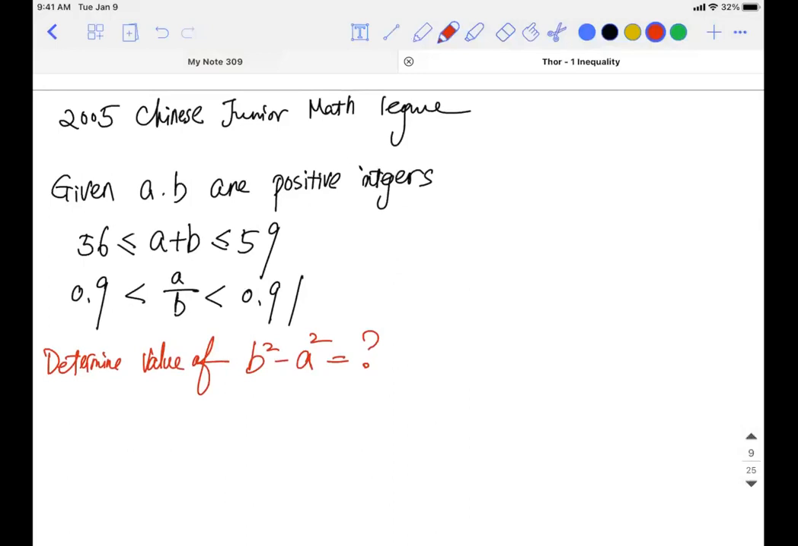Given A and B, they're both positive integers. I give you two relationships. A plus B is an integer, for sure, a positive integer between 56 and 59. Not too many options, right?